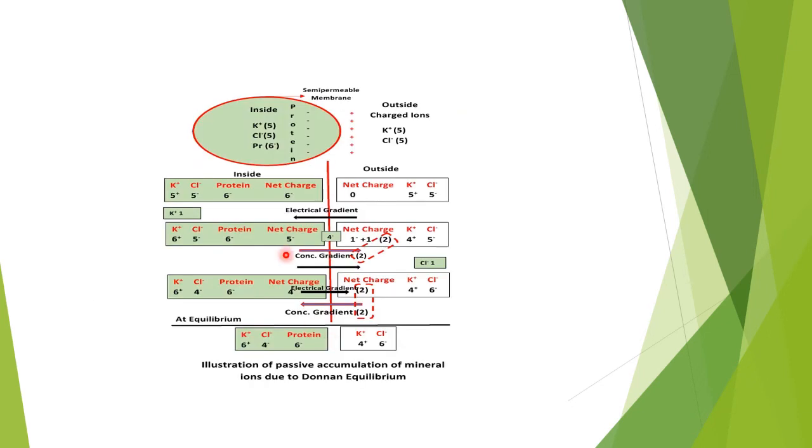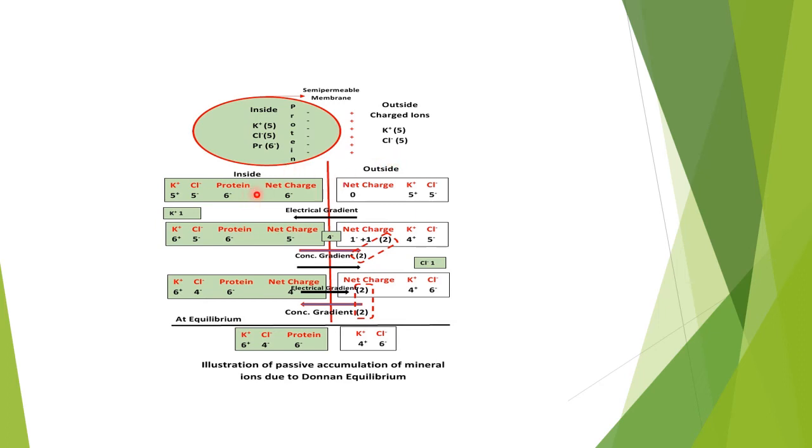We can explain the Donnan equilibrium. Suppose we have a cell here. This is the cell inside. This is the outside. Outside we have charged ions, and this is separated by means of a semi-permeable membrane. Inside the charges, potassium is 5, chloride is 5, proteins are 6. So this is a protein, these are the negative charges here. Across you will find the similar charges which will be positively charged, and outside charged ions are potassium 5 and chloride 5. This is a hypothetical example with which we can explain the Donnan equilibrium in the best way.